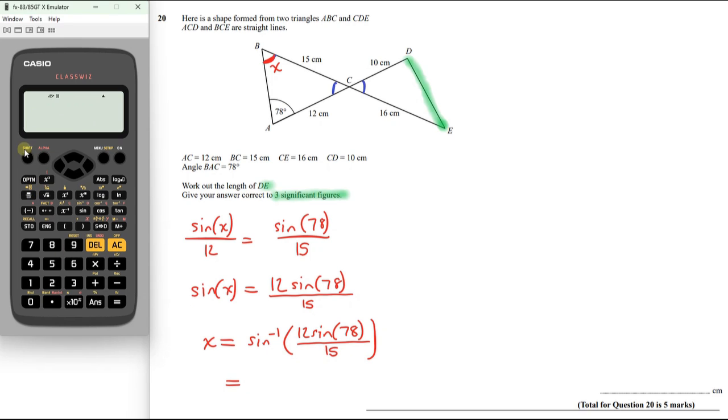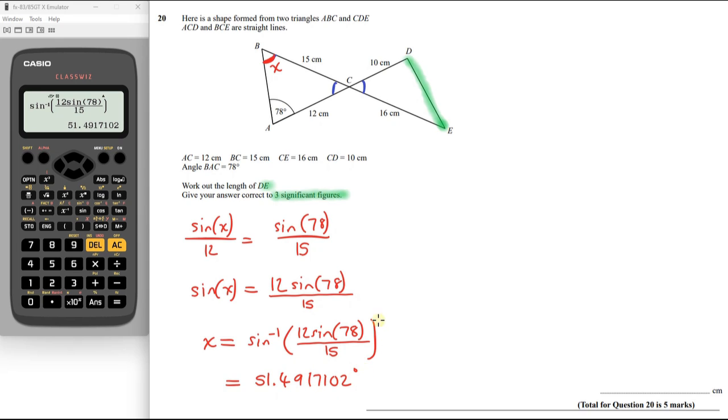So we're going to do shift sine, and then it already opens up our brackets. So I'm going to put the fraction in, and then it's going to be 12 times the sine of 78, close brackets. Then in our denominator, we've got 15, and let's go along and close our brackets. And we get 51.49. I'll just write down the whole thing.